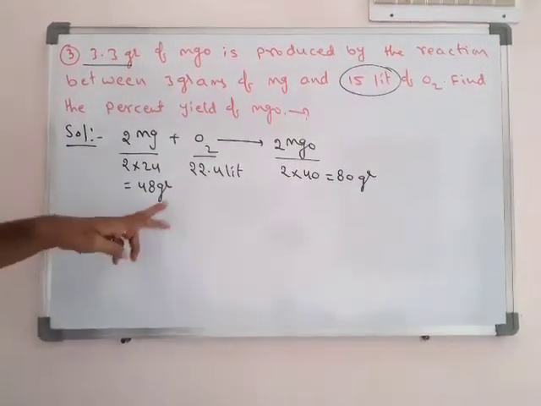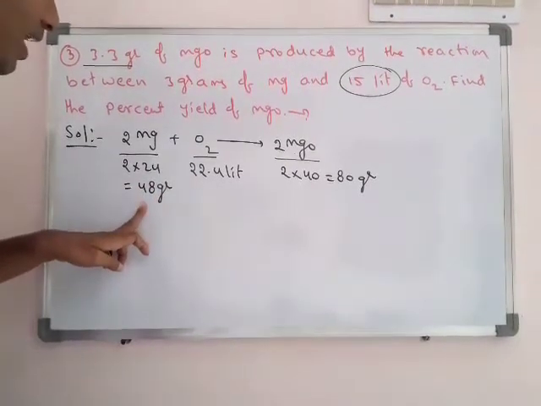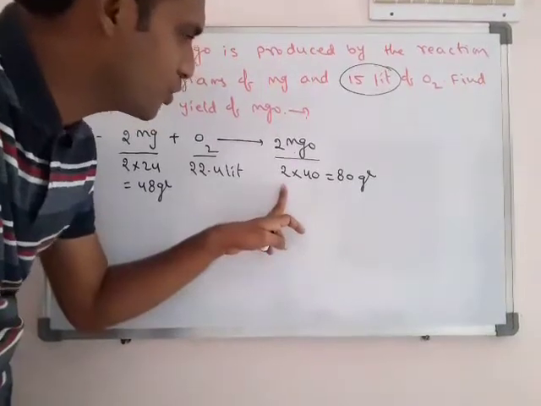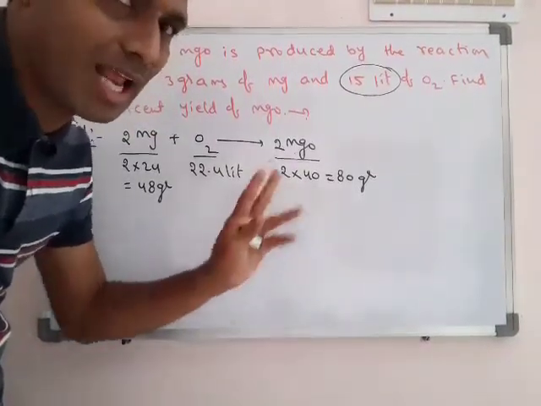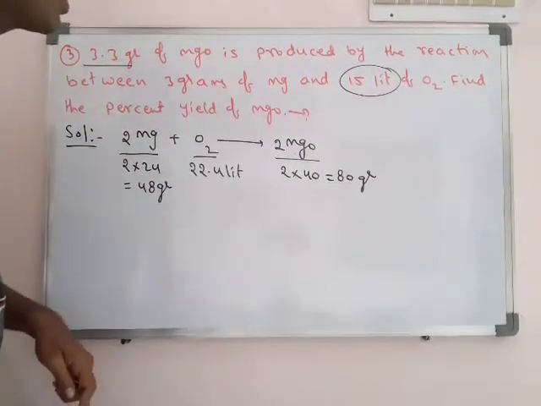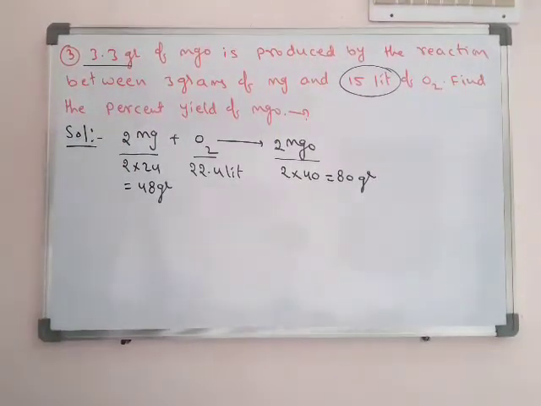15 liters, okay. Here 48 grams react with 22.4 liters, forming 2 moles of magnesium oxide, 80 grams. 80 grams should form, but actually only 3.3 grams formed. Okay. So the 3.3 grams are formed.